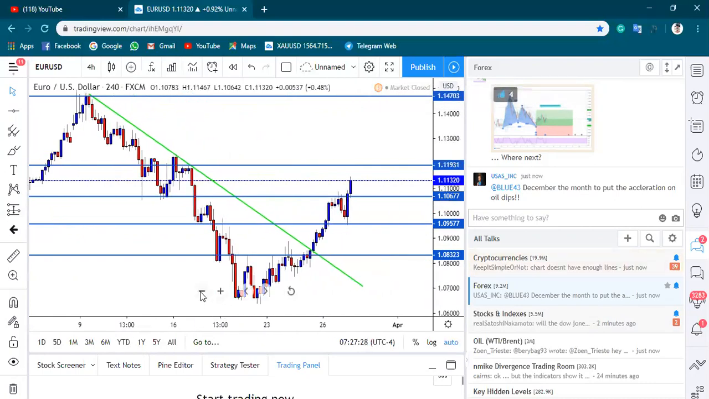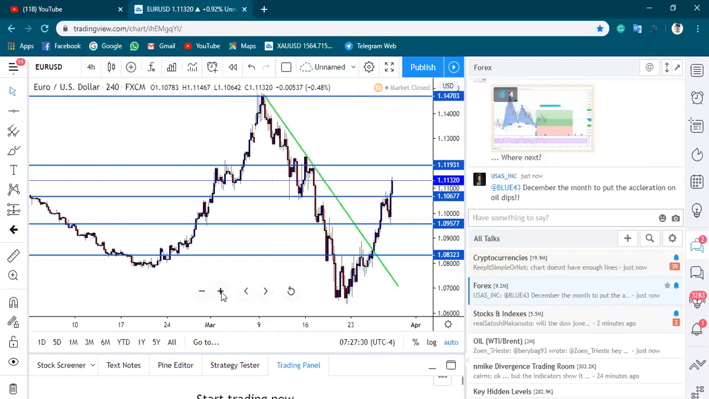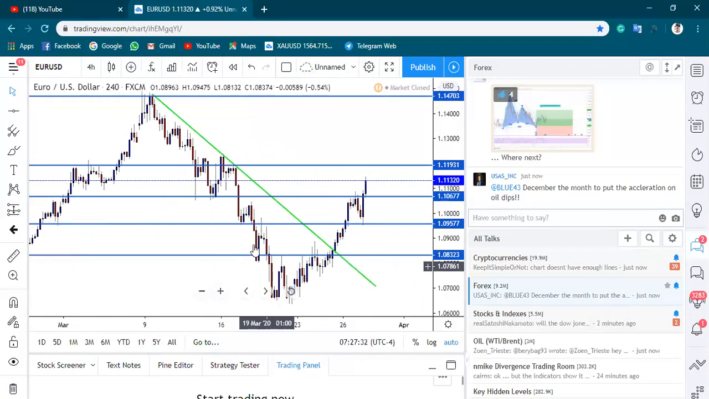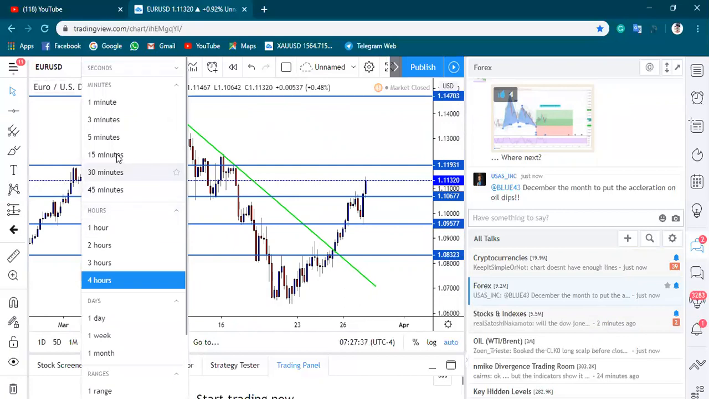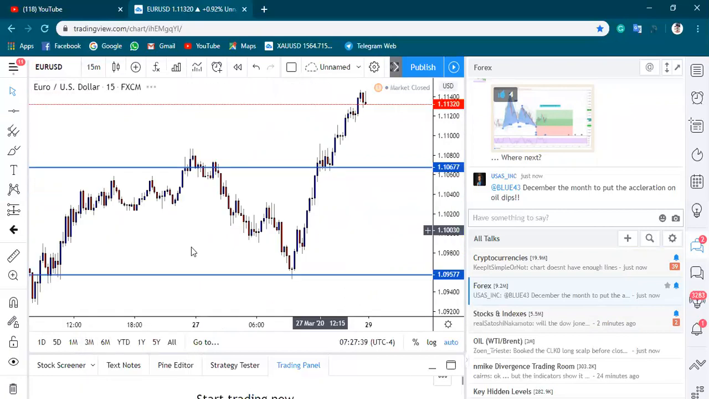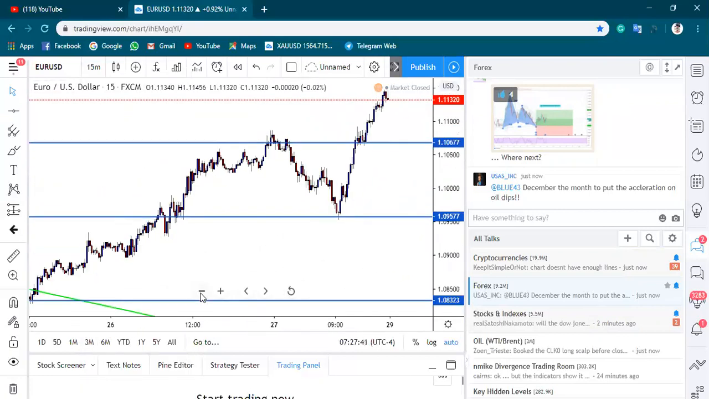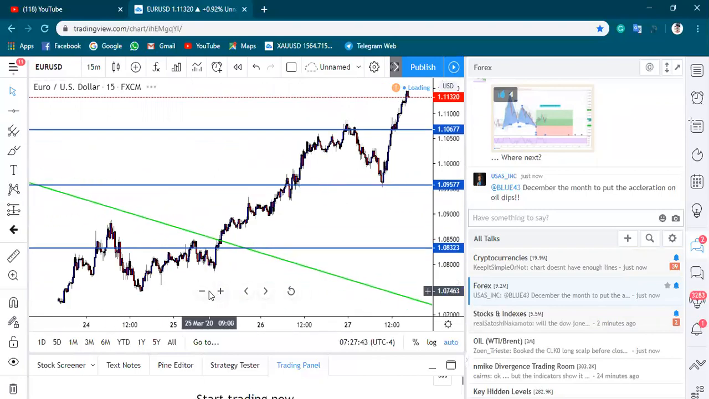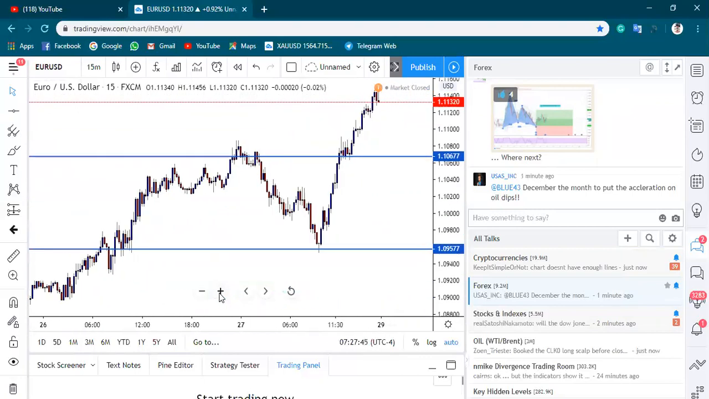Okay, so this is how you can do it. When you zoom out, you will see the complete picture. But if you go to the 15-minute chart, you cannot analyze like this. There will be a lot of traps, reversals. You cannot see the complete picture.